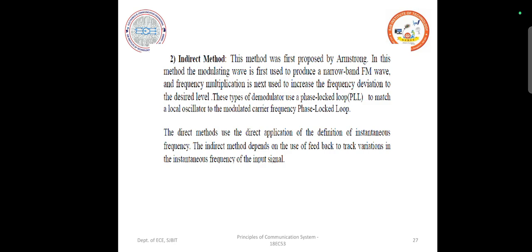These types of demodulators use a PLL to match the local oscillator to the modulated carrier frequency, because normally we have an incoherent receiver. The frequency of the transmitter carrier and the receiver carrier will not be matching most of the time, because there will always be a phase difference. So the PLL will basically track the variation.